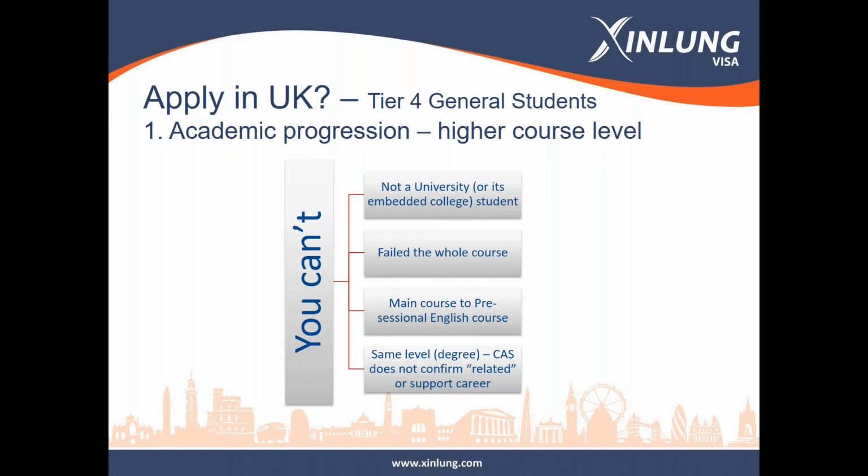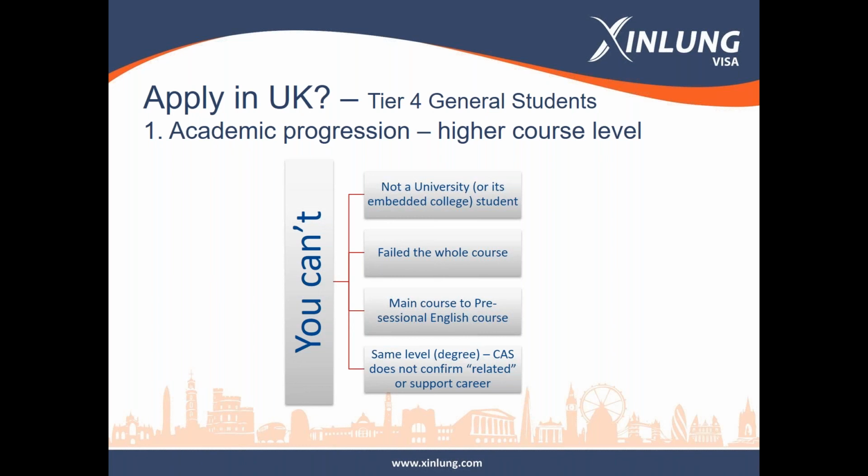And the last exception here is if you're going to repeat the same level again. For example, students who have already studied a degree course want to do a second degree just to enrich their academic experience. A lot of students who have done a master's degree want to study a different master's at the same level, of course, and because this doesn't meet the academic progression rule, the course you're going to study is not higher. So the UKVI says, in this case, you cannot extend your visa in the UK.